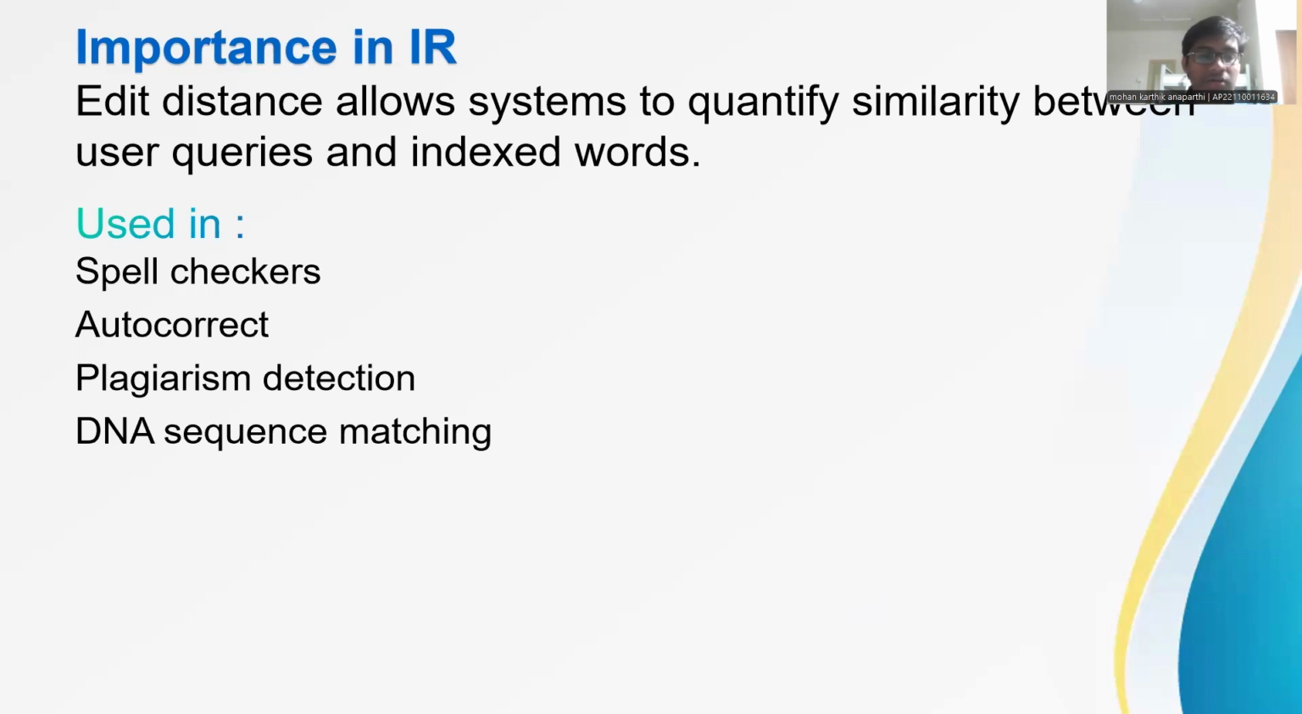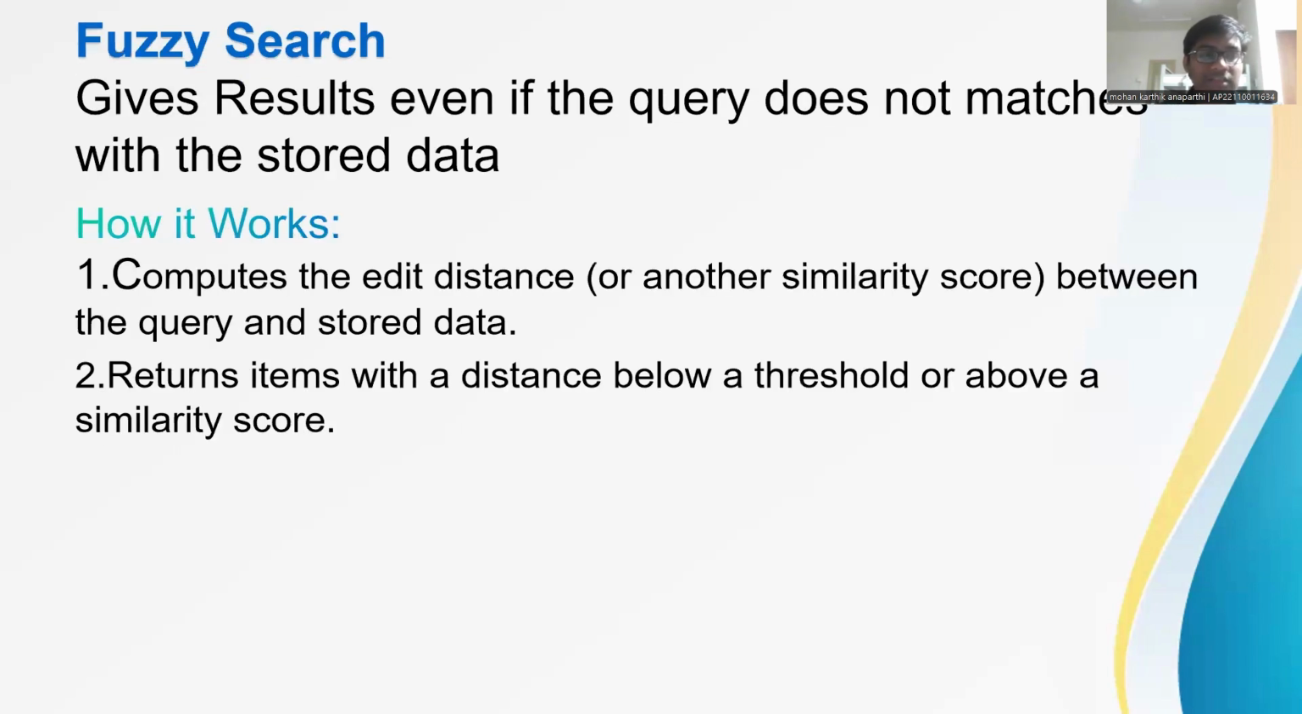Plagiarism detection: two documents will be there, and their similarity score will be calculated to detect plagiarism. DNA sequence matching. Let us see fuzzy search. Fuzzy search means that even if the query does not match the stored data, it will give some result.